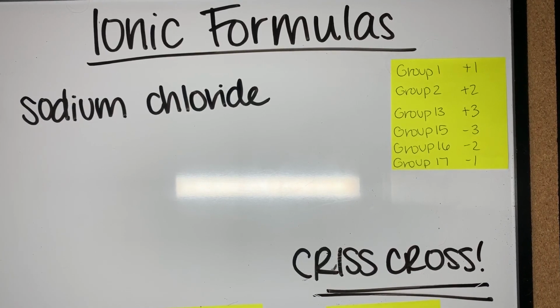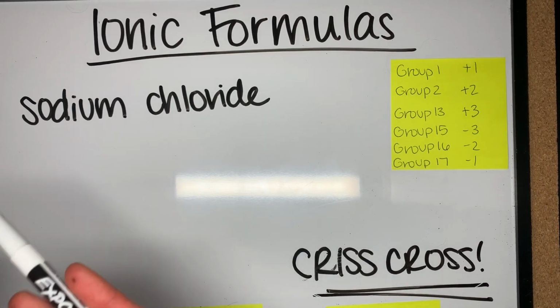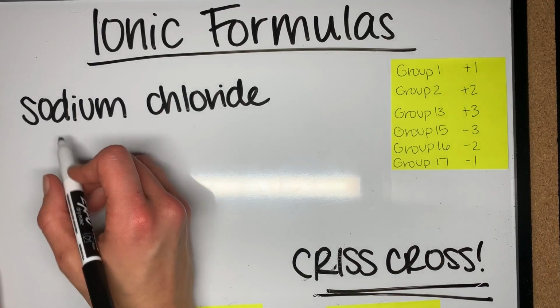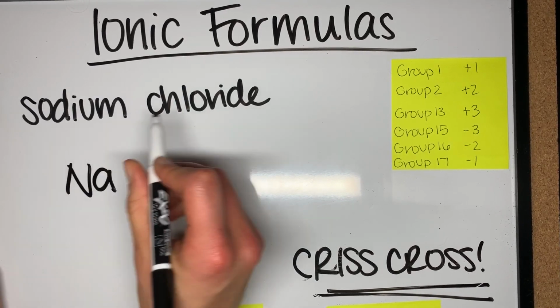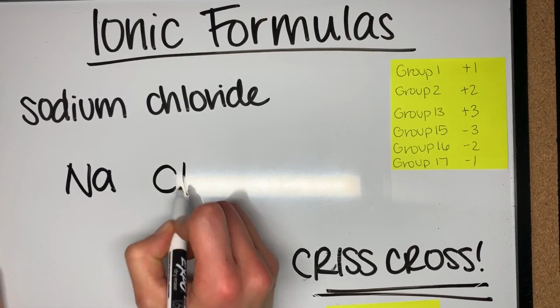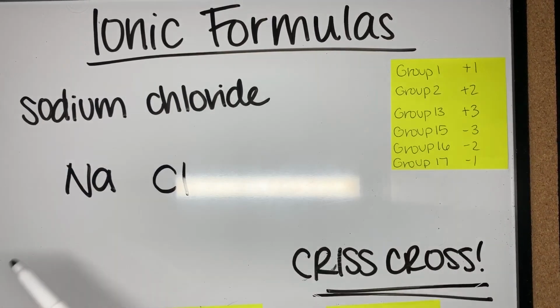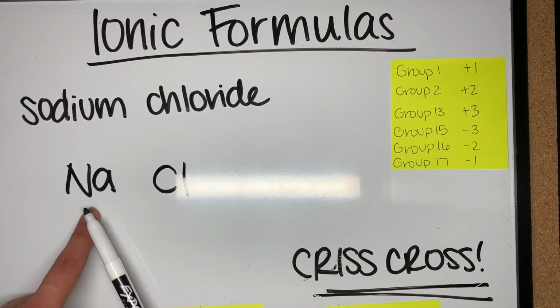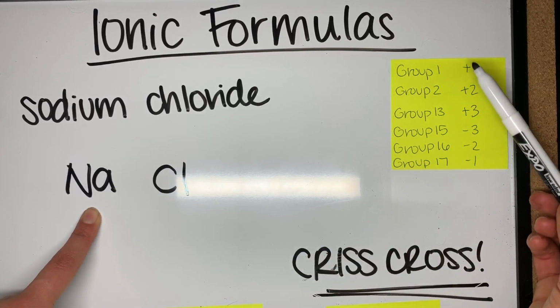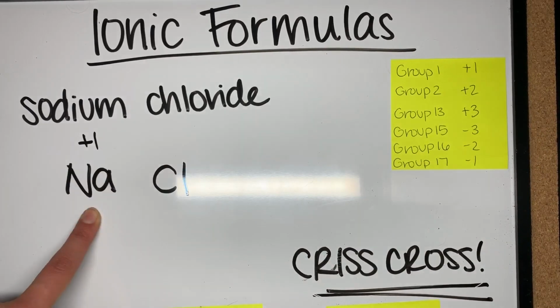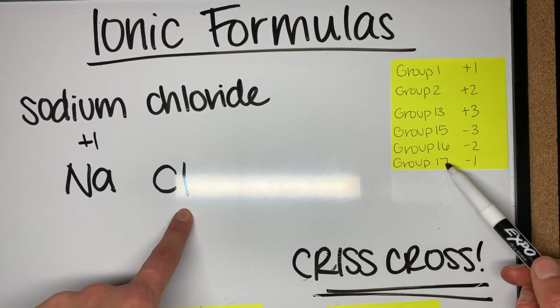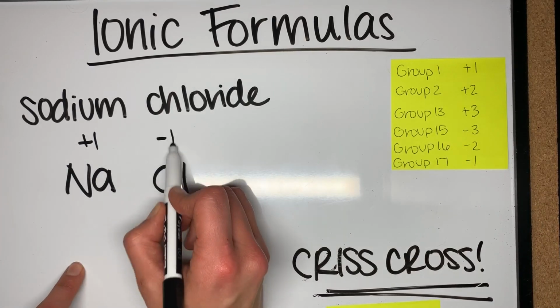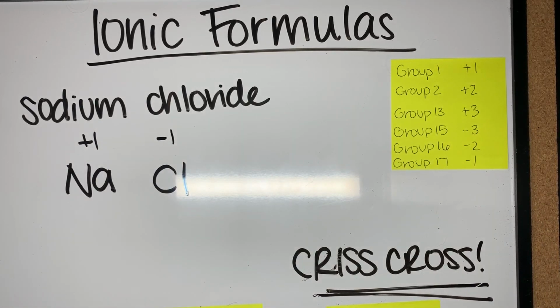There is one thing that you guys should know, and we're going to see it if we write the formula for sodium chloride. So let's start by writing the symbols for both sodium and chloride. Sodium is Na, chloride, you know, is Cl. When we look on the periodic table, we know that sodium is in group 1, so it's going to have a +1 charge, and chlorine is in group 17, giving it a -1 charge.